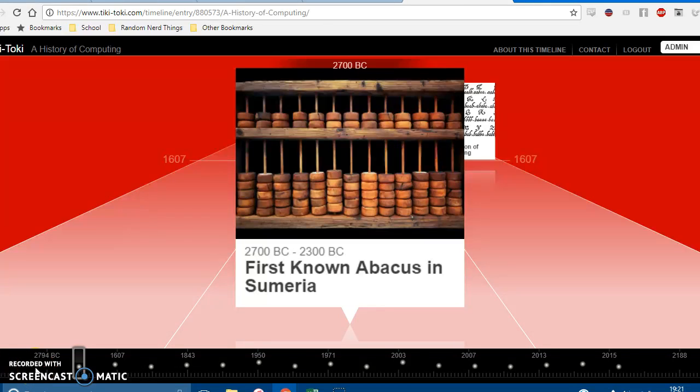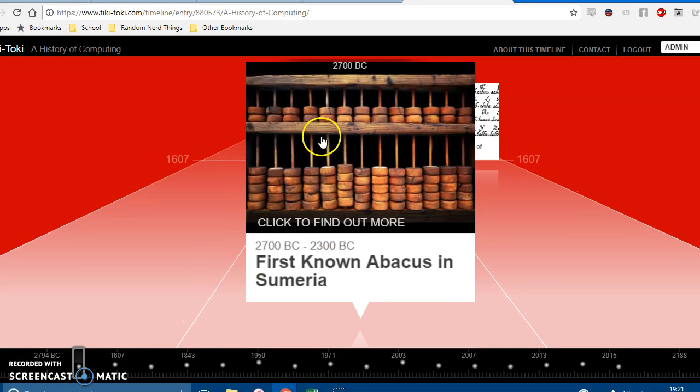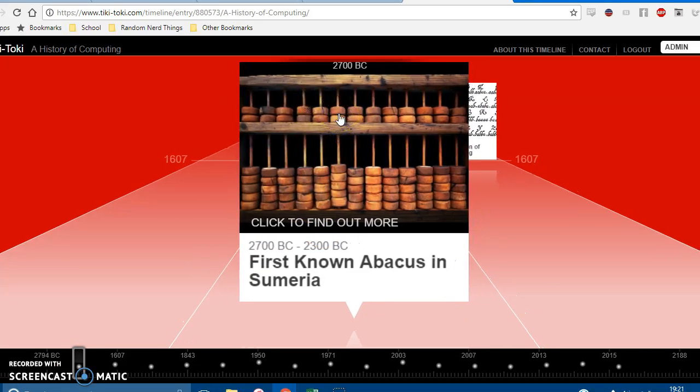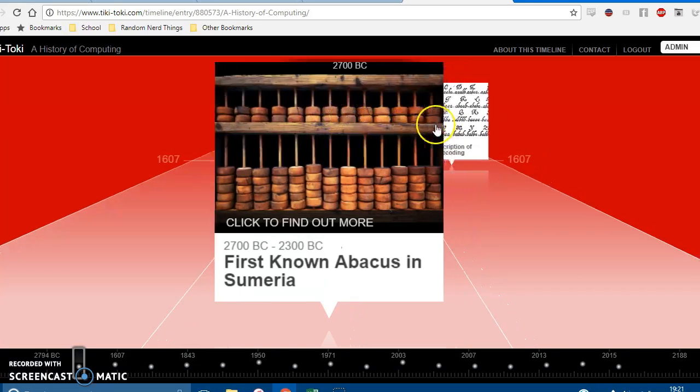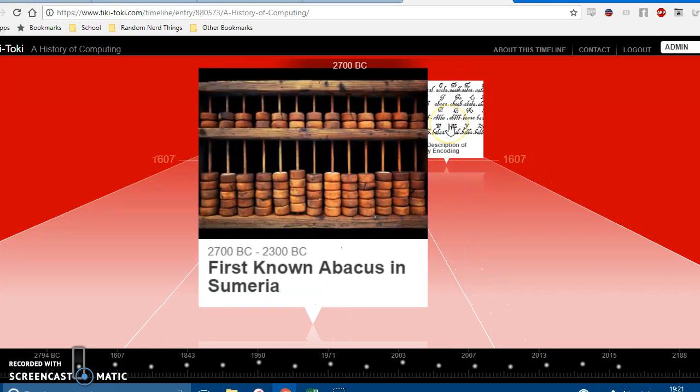This is a timeline of computing history in 3 minutes. The first known abacus was created in Sumeria. This was a system of dowels and little beads that were moved around to help people calculate their transactions.